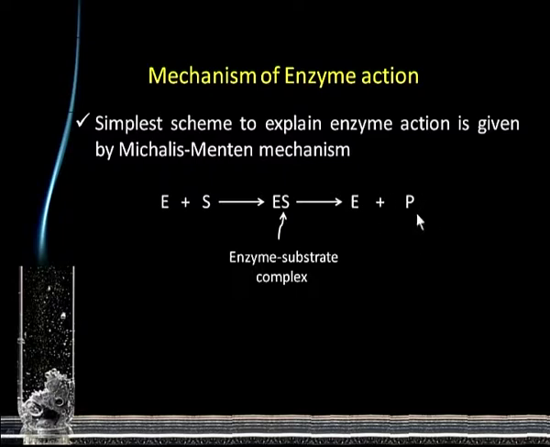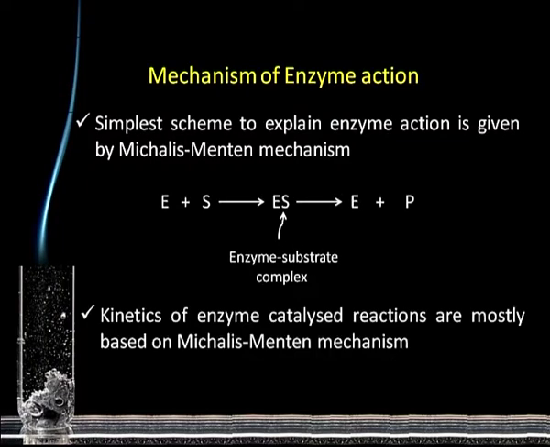This sounds familiar. This is exactly what we tried to explain in the intermediate compound theory. The catalyst reacts with one or more of the reactants to give an intermediate compound. In place of that compound, if we put enzyme substrate complex, everything falls in line, very similar. And the kinetics of enzyme catalyzed reactions are mainly based on the Michaelis-Menten mechanism.